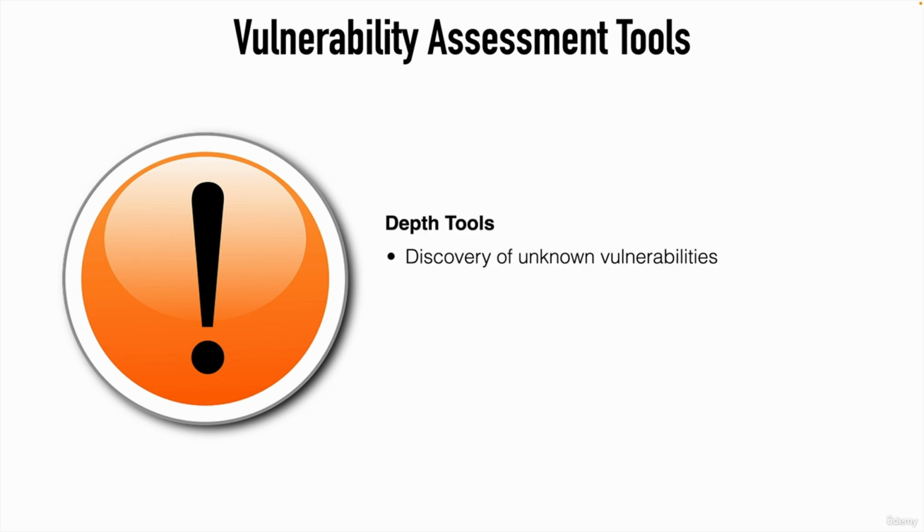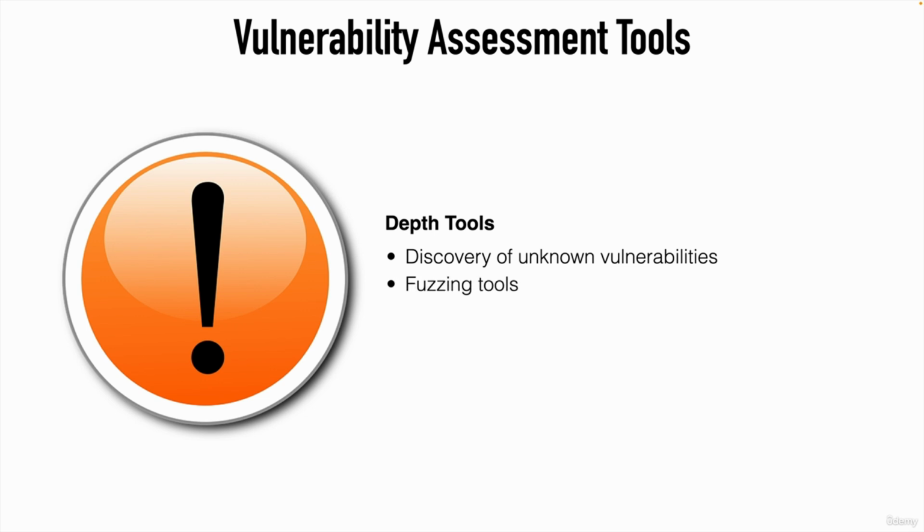Next, we have depth tools. As the name implies, these are a more in-depth type of scan than the surface scanning we may perform. So rather than doing discovery, we're actively engaging in depth with a system or a network. This is an active scanner, so again, you want to use care with these types of tools. What we're looking for here are unknown vulnerabilities rather than scanning against a set of known vulnerabilities. So that's why the depth is required.